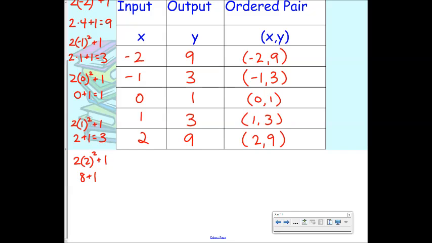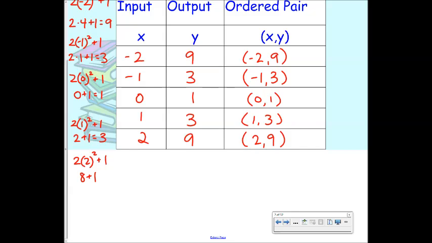Do you notice anything before we even go to plot these? What do you notice? Yeah, there's some kind of pattern happening, right? Like there's some pattern happening in the x's and the y's.